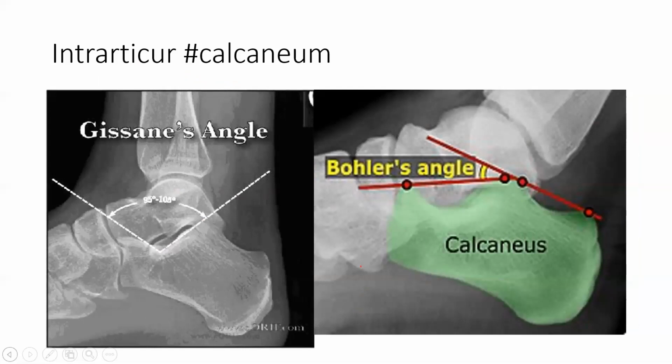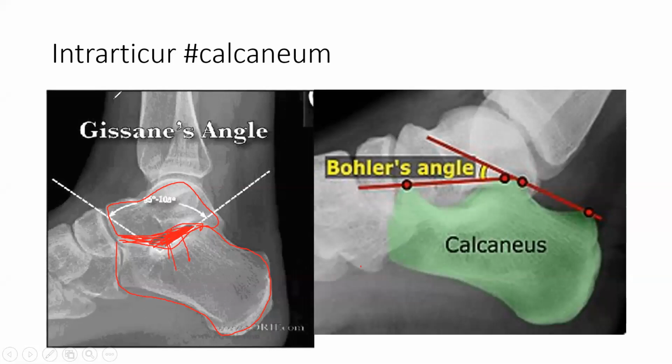These are fractures which are intra-articular calcaneum fractures. So what do you mean by intra-articular? See, this is your calcaneum, and these are the articular surfaces. Any fracture of the articular surface, meaning the surface that is articulating with the talus, if the fracture goes into this, it is an intra-articular fracture of the calcaneum.